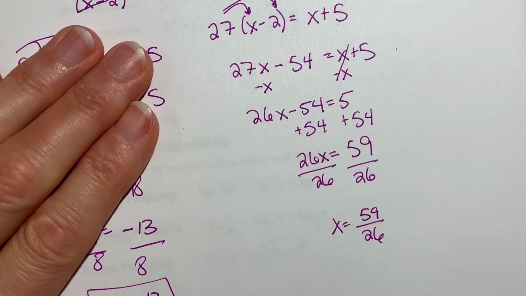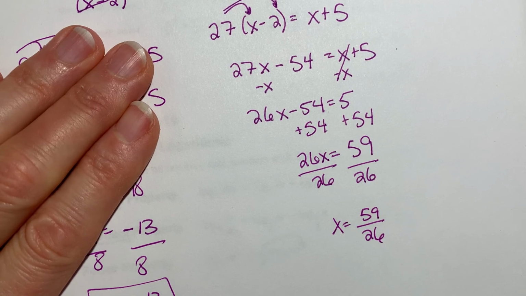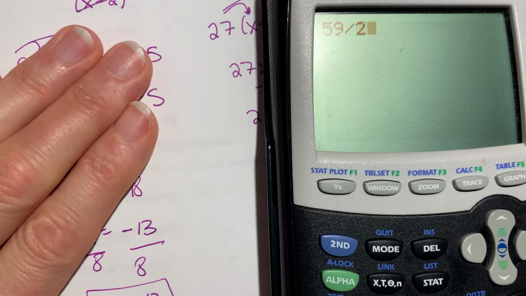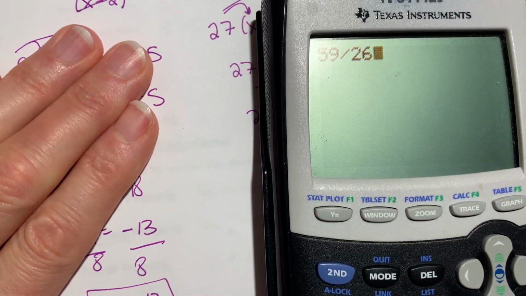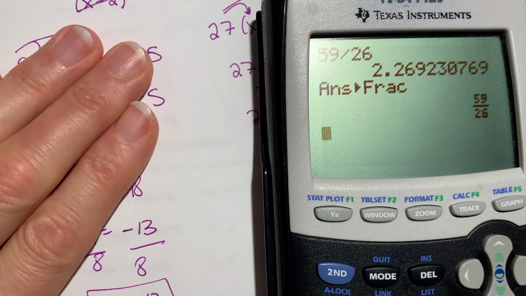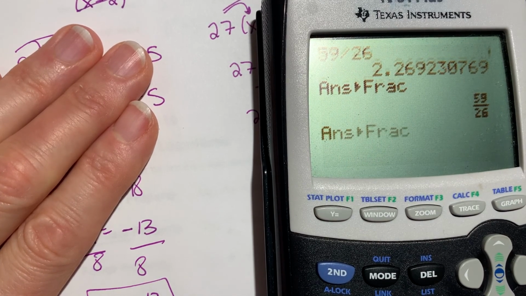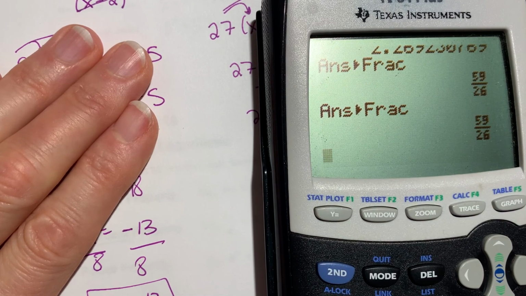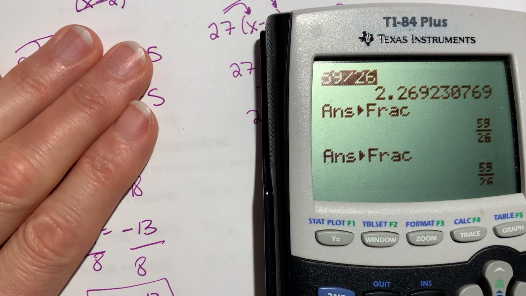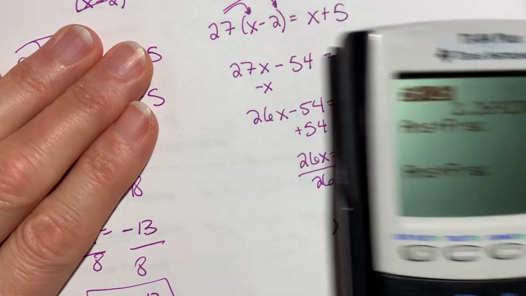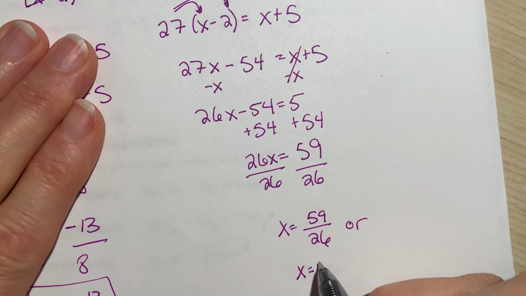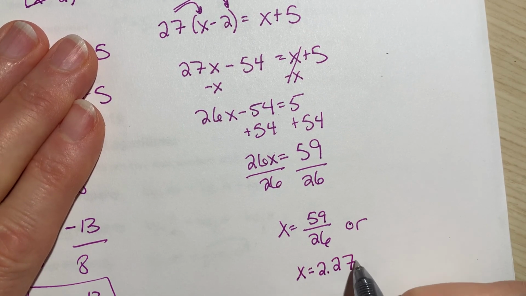Let's see if that can be reduced. I'll put it in the calculator here. 59 divided by 26 equals, and then math, enter, enter. Nope, it cannot be simplified. So you can leave it as the fraction, which was right up there, or you can write the decimal, x equals 2.27.